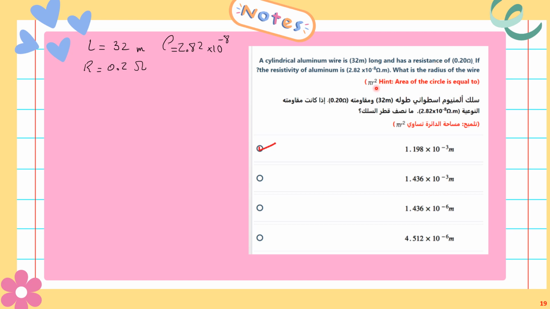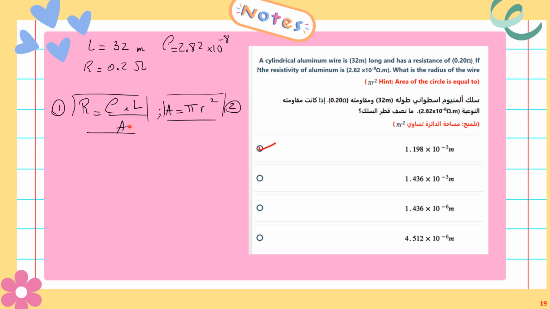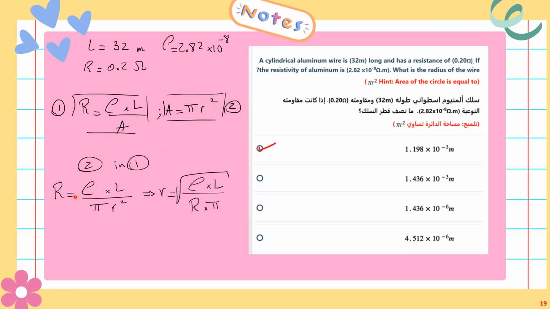The hint here is that the area of a circle is pi r square. So you need to use the equation where R is equal to rho L over the area, and the area, as they mentioned, is equal to pi r square. So you need to replace equation 2 in equation 1. So R will be equal to rho L over pi r square. You arrange the equation where r is equal to the square root of rho L over pi R. So this is the square root of that amount, and r will be equal to 1.198 by 10 to the power of minus 3 meter.